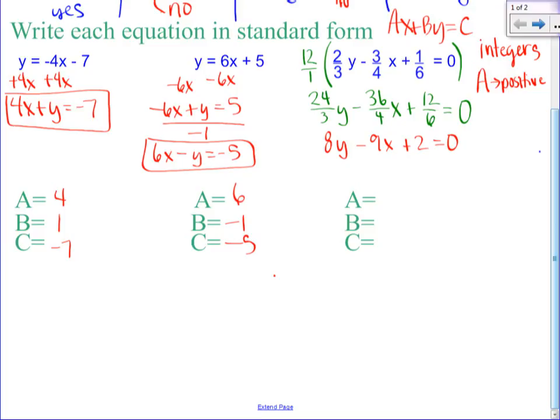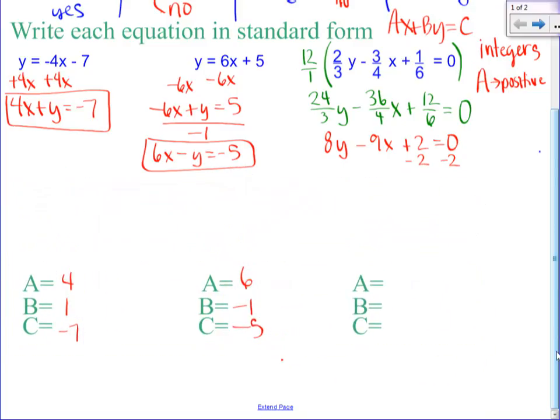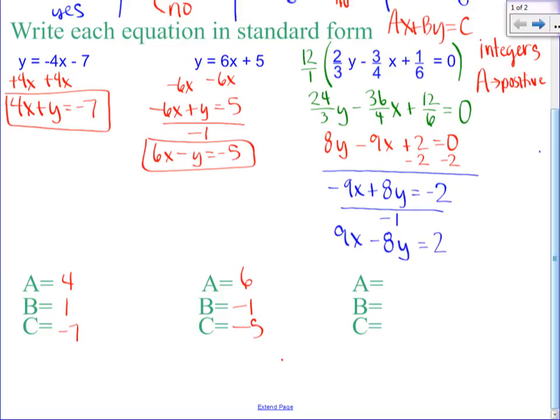Okay, we need to move this 2, and we also need to rearrange these over here. So I'm going to do that in the same step. So now we've got negative 9x plus 8y equals -2. We're almost there. We have to do what we did on the last problem. We have to make this 9 a positive. So divide everything by -1 so that we can get our 3 numbers.